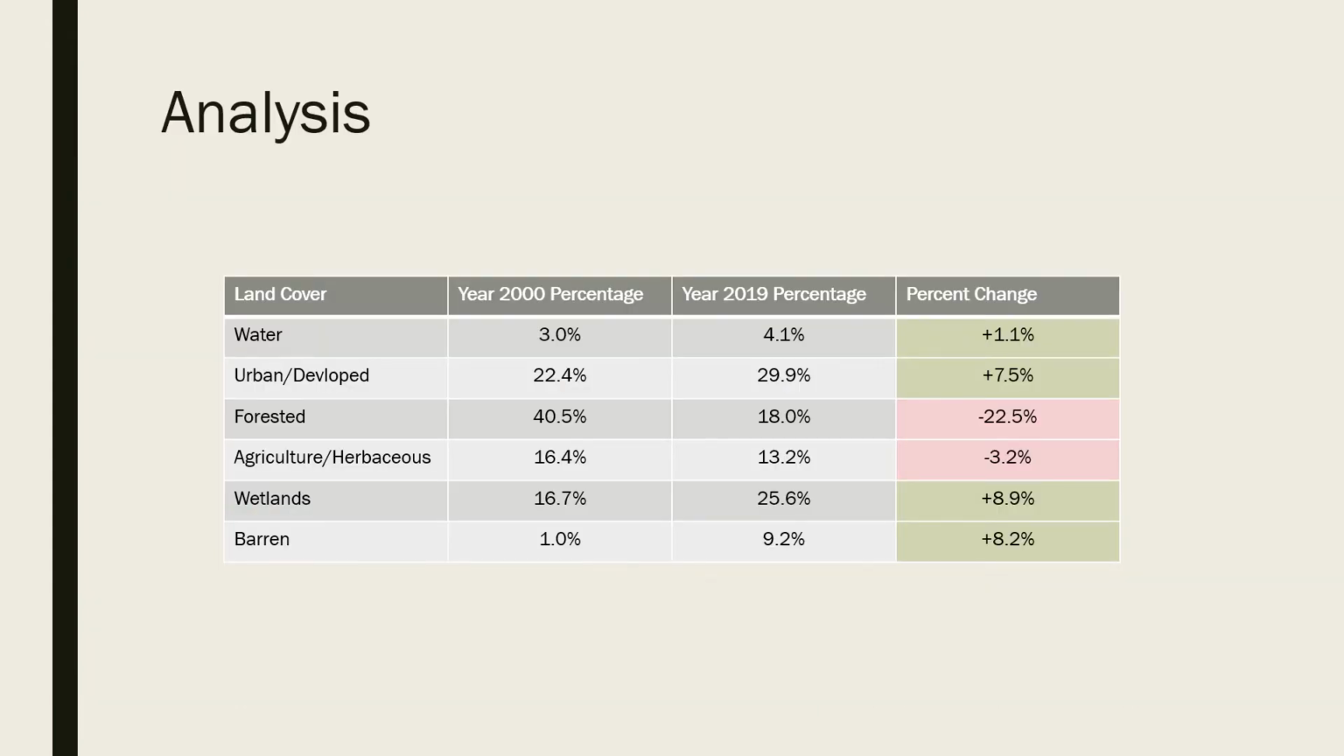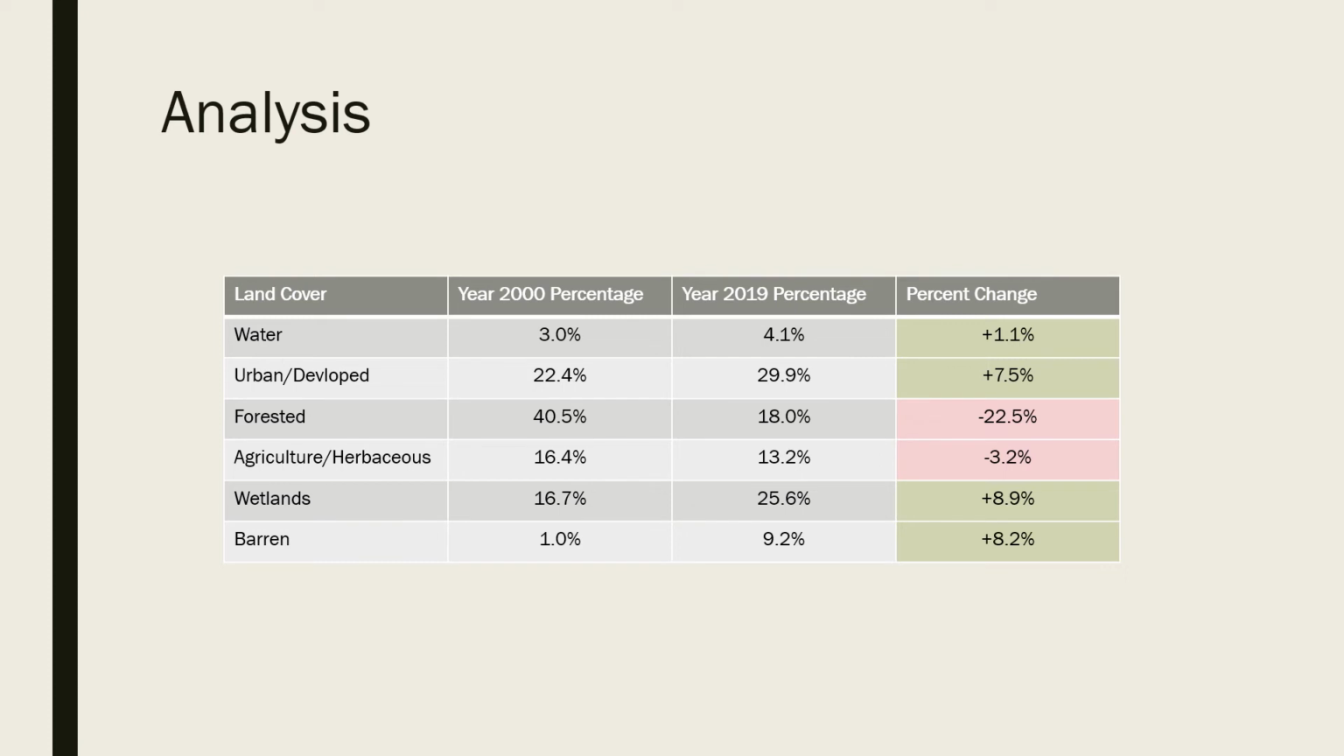Here's the analysis of my data. I gathered these percentages from the attribute table and calculating their geometries. Over in the percent change column, if we see a green cell, that means a net increase in area. And if it's a red cell, that means we saw a net decrease in area.